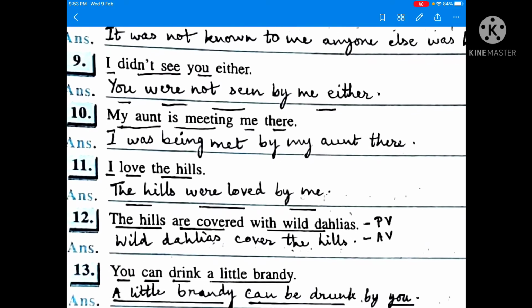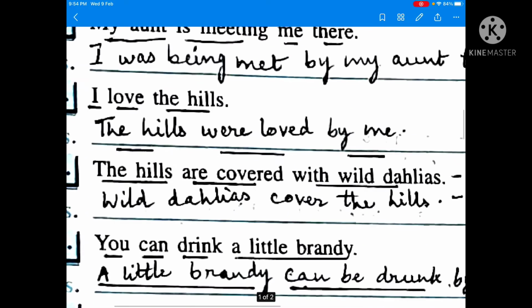My aunt is meeting me there. My aunt is the subject, is meeting is the verb, me is the object, there is the extra word. There can be used anywhere: in the beginning of the sentence, at the end of the sentence, or in the middle of the sentence. Me becomes I. My aunt becomes the agent. I was being met. This is present continuous tense, so it changes into I am being met by my aunt there.